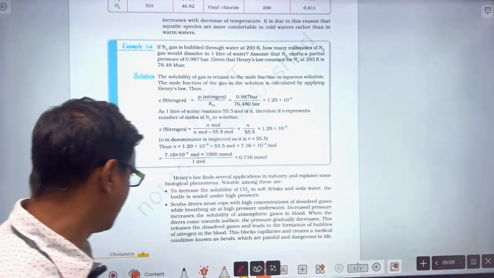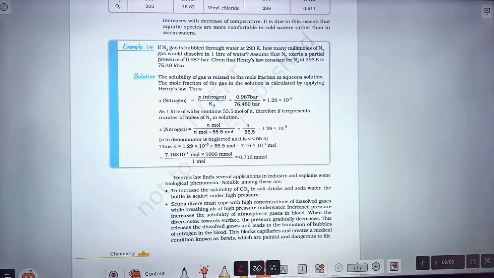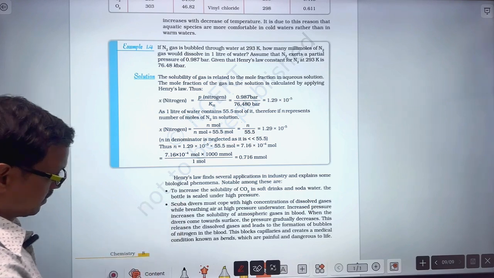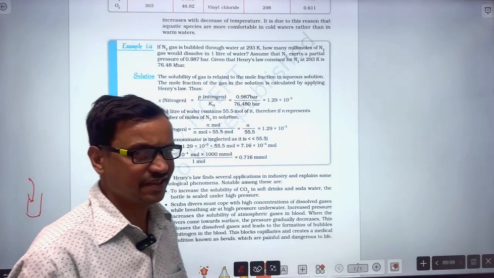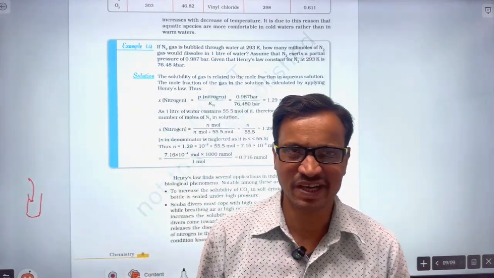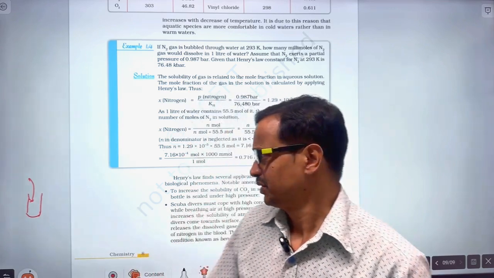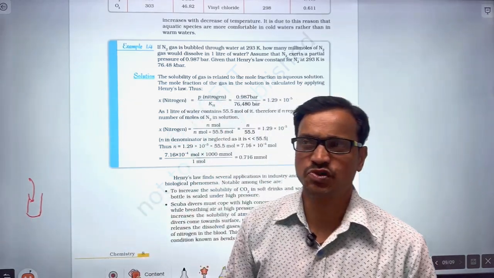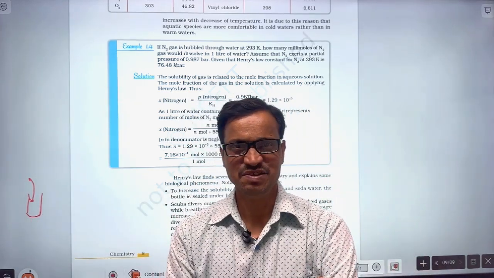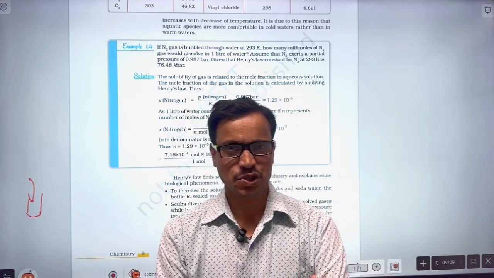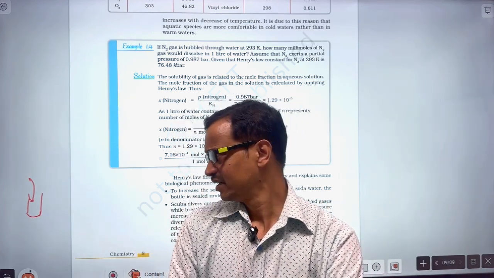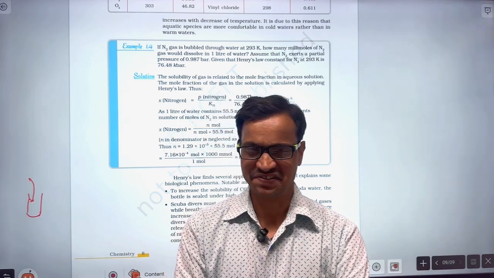One application of this Henry's law is that, since the solubility of a gas in a liquid increases on increasing the pressure, that's why CO2 is filled in soft drinks at high pressure. In soft drinks, the CO2 gas is filled at high pressure.